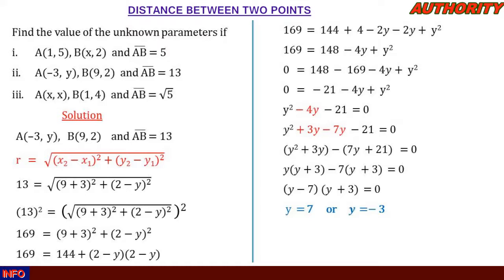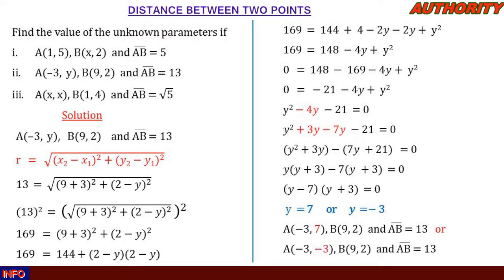So any of them can serve. All right, so to present this properly in the line, we have point A (minus 3, 7), and then point B (9, 2), and then the distance AB is equal to 13, or we say that the point A (minus 3, minus 3), and then the point B (9, 2), and then the distance AB is equal to 13. So the distance between these two, they are the same.